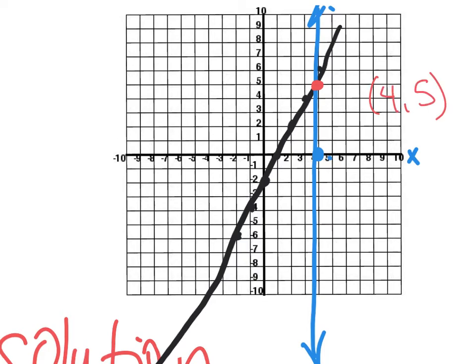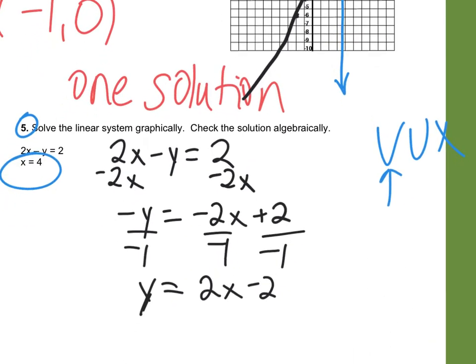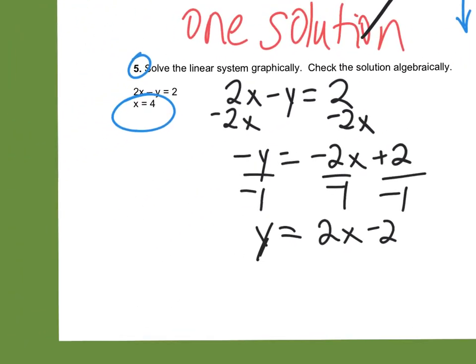Okay. Now I'm going to go plug that back in down here, because that is my answer. So 2 times 4 is... What's 2 times 4? 8 minus 5 is 3.